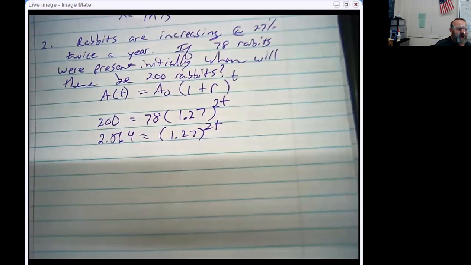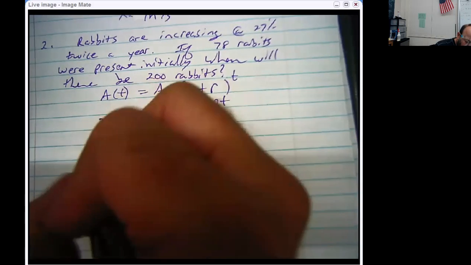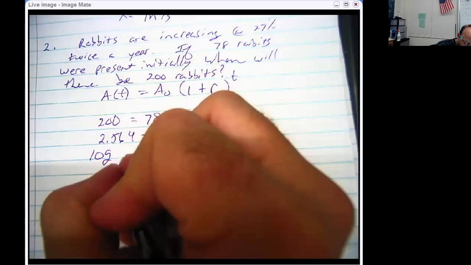Now, what log should I take? Because I can take any base log that I want to. What base do you like? Base 2? We could do base 2, and we could, but unfortunately my calculator doesn't have that one. So I'm going to either use base 10 or base e, just because I'm going to be lazy and I'm going to use my technology here. So let's use a common log this time.